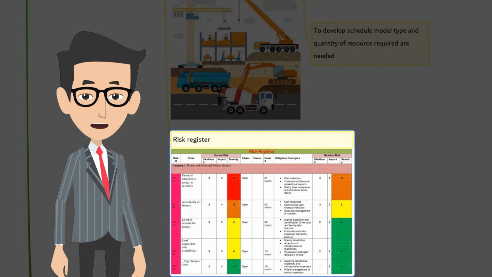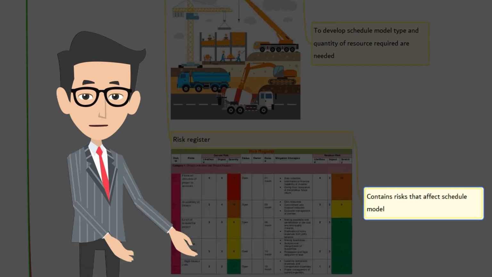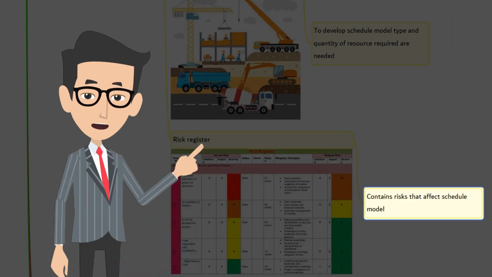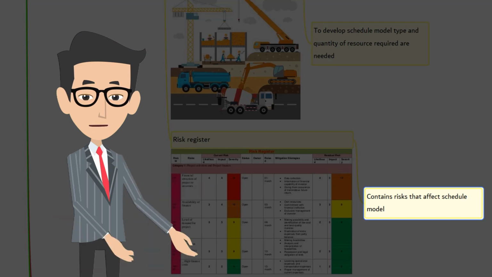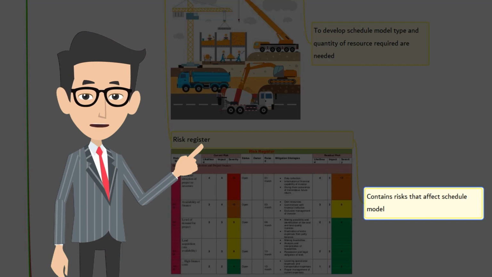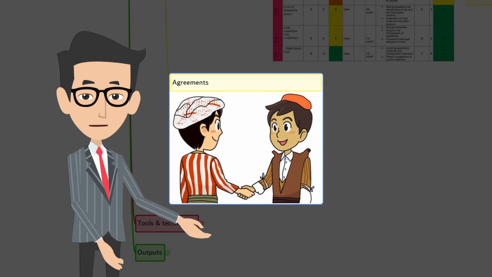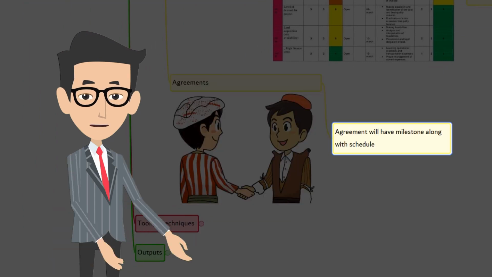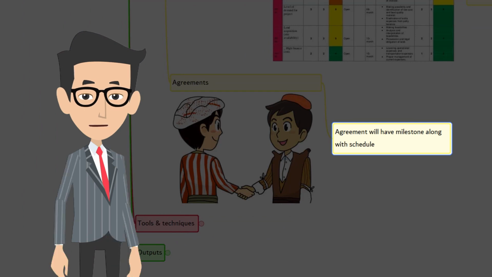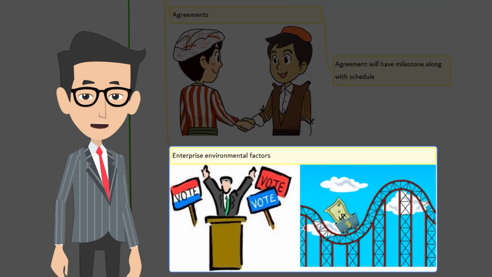The last one in the project documents is risk register. The risk register provides the details of all the identified risks and their characteristics which can affect the schedule. So you need a risk register as an input. The next input is agreements. Agreements will have deliverable milestones from the vendor. Of course, these inputs will be helpful to develop the schedule relevant to external activities managed by suppliers and vendors. The next input in the list is enterprise environmental factors.